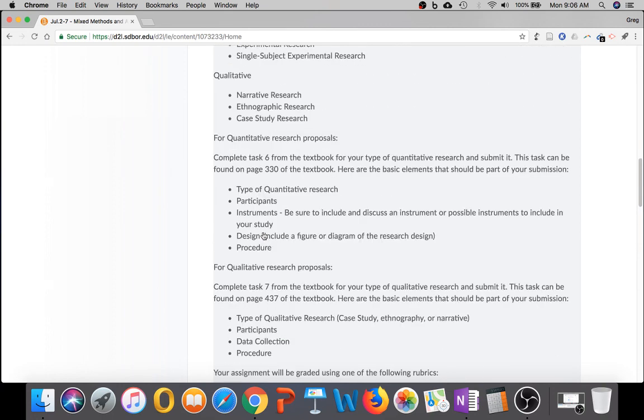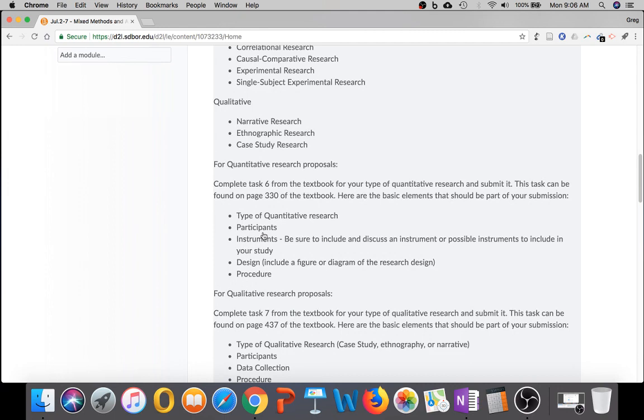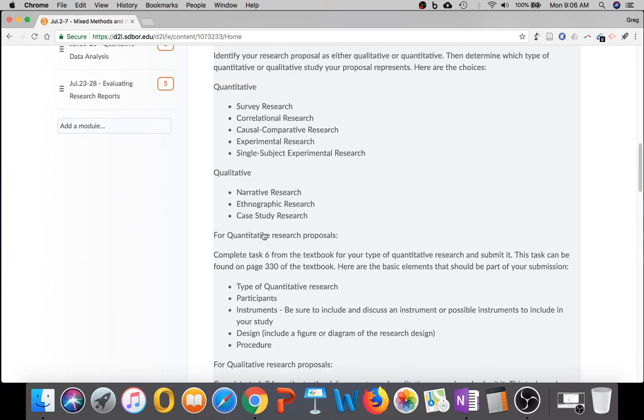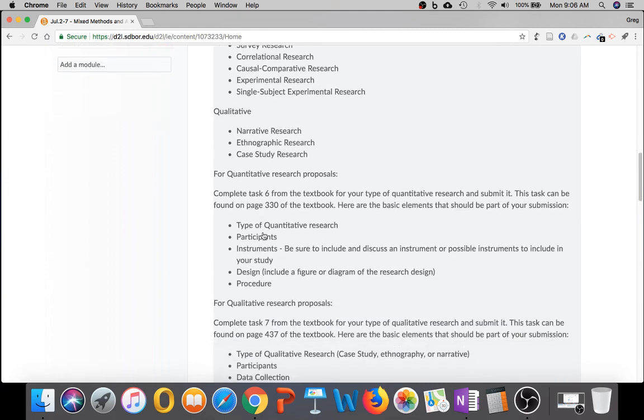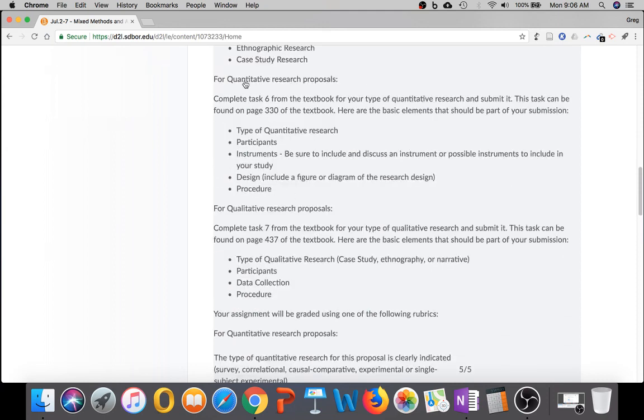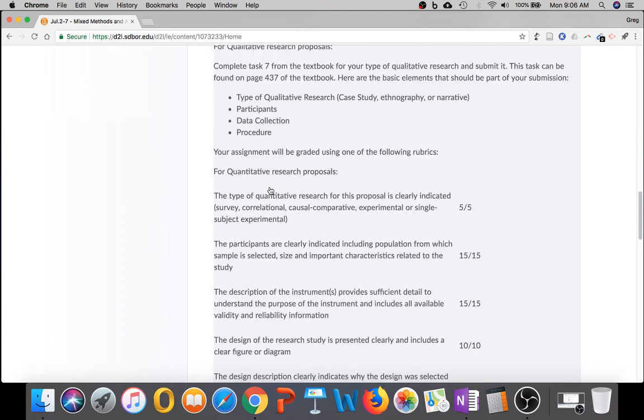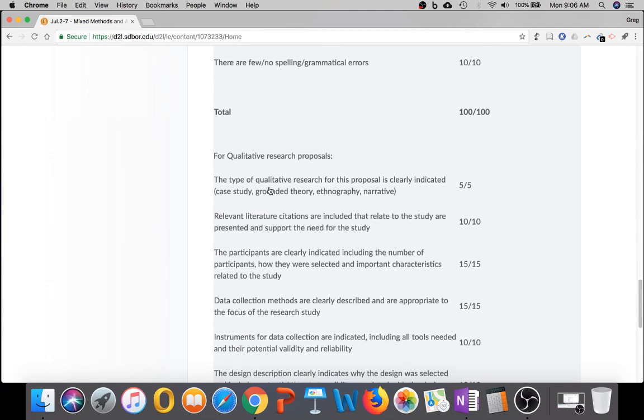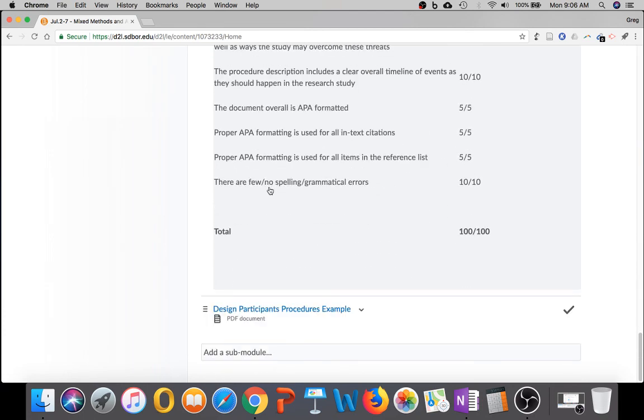So you choose either qualitative or quantitative research methods for your study, and then you do the activity for whichever one you have chosen. You don't have to do both qualitative and quantitative, you just do the one that you have chosen. If it's a quantitative study, then just do the quantitative requirements. And if it's a qualitative study, just do the qualitative requirements.